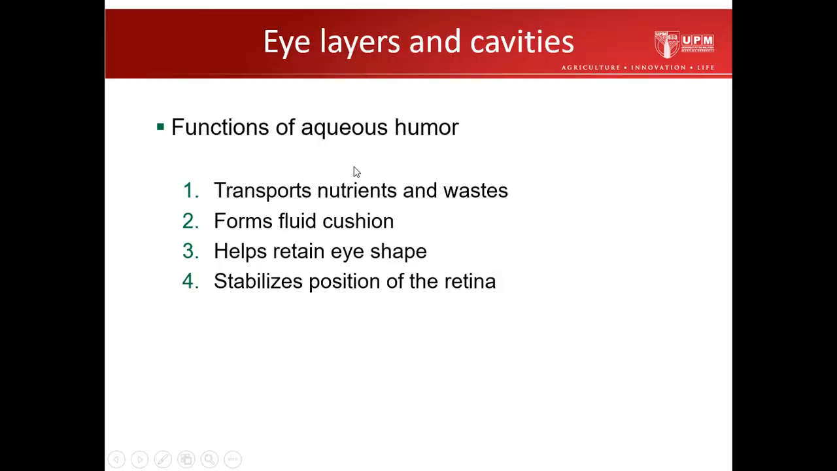The functions of the aqueous humor, there are at least four. Number one is a route for nutrient and waste transport. It also forms a fluid cushion. The pressure exerted by the aqueous humor helps to retain the eye shape. And the aqueous humor is also important to stabilize the position of the retina.